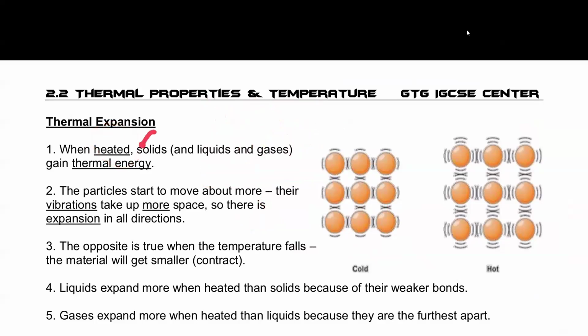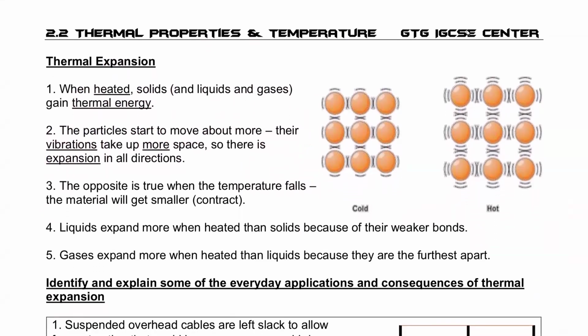When objects are heated, solid, liquids, or gas, they will gain thermal energy. As soon as they gain thermal energy, they will start to move about more, and their vibration takes up more space, causing them to expand in all different directions. Okay? The opposite is true as well. If the temperature falls, materials will get smaller and contract, because they are vibrating in a smaller space when it's cold. They don't have enough energy, so they vibrate in a much smaller space. Liquid expands more than solid, and gas expands more than liquid.